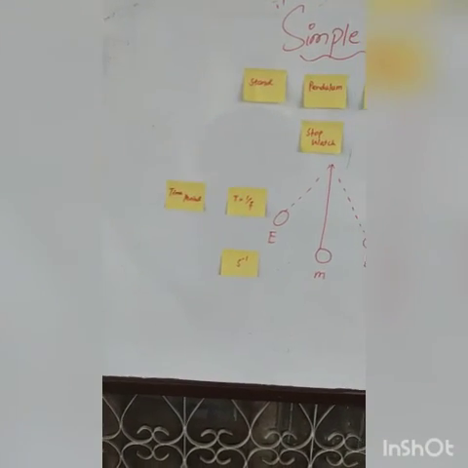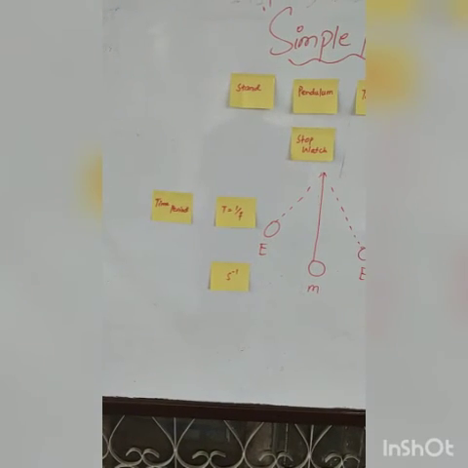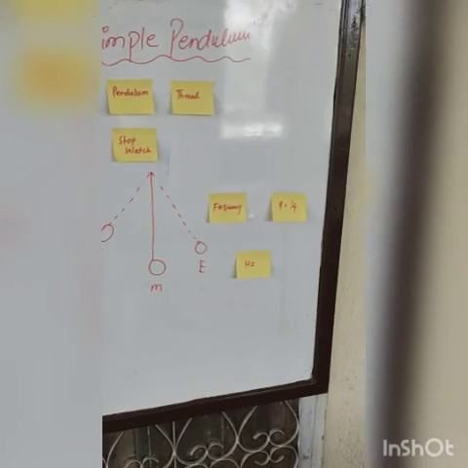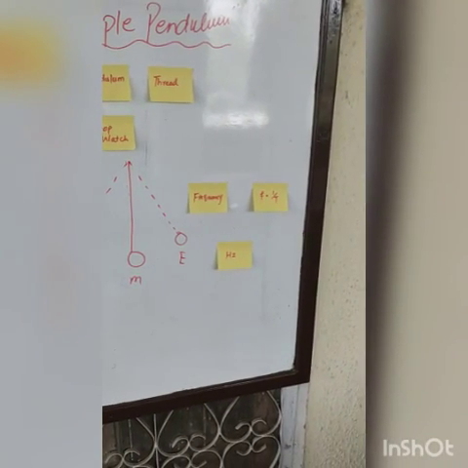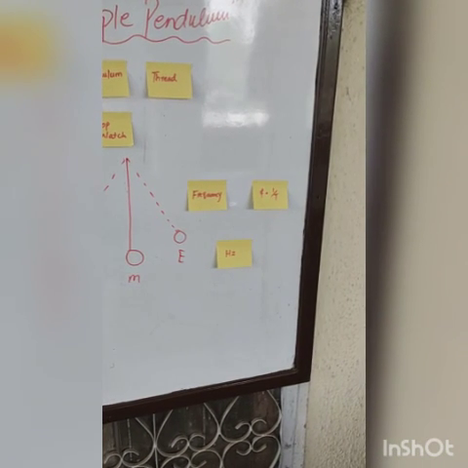A time period is the time required to complete one vibration, that is called time period. T is equal to 1 over F. Its unit is seconds. Then we have a frequency. Frequency is the number of oscillations in a unit time, that is called frequency. Its unit is hertz.